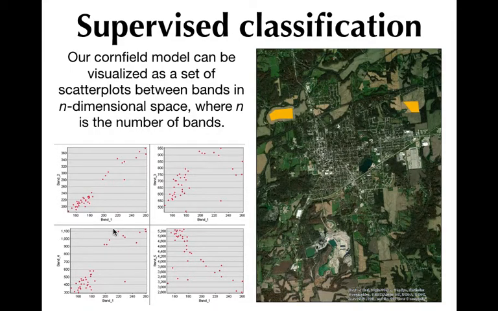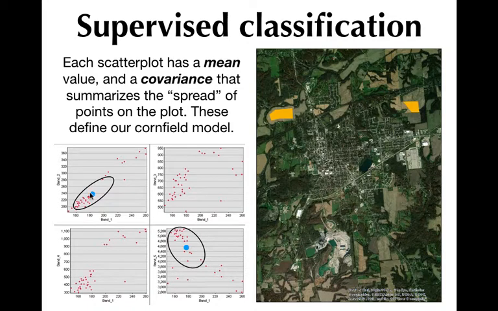Then for each of those plots, we can define an average value for a cornfield. And we can also define what's called the covariance surrounding that value, which is a way to characterize the spread of values around that average. So here's just schematically what that might look like. There's the average value for a cornfield with respect to the brightness in band 1 and the brightness in band 2, and the covariance of that distribution, showing that there's more spread in this direction than in this direction. Same thing here, a little bit wider spread in this direction, a little bit less spread in the other direction.